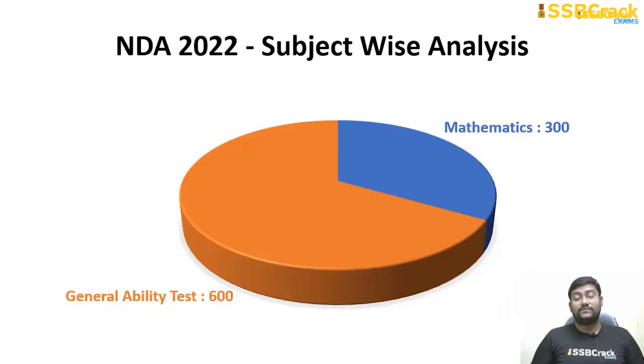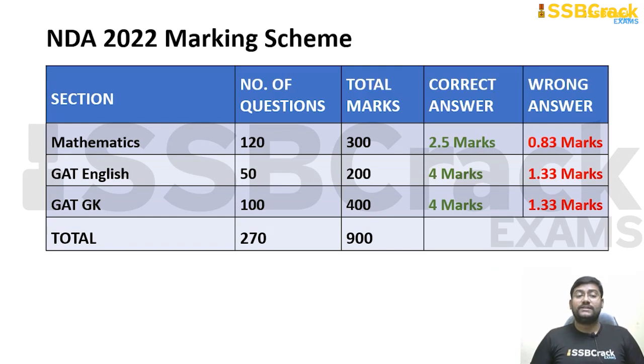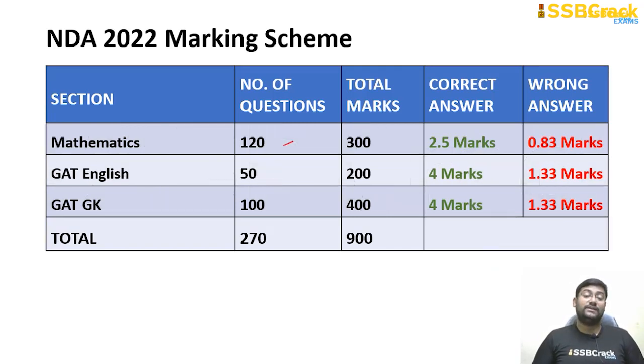As far as your NDA examination is concerned, it consists of two papers, mathematics and general ability test. The mathematics paper stands for 300 marks and the general ability test stands for 600 marks. In the first paper, mathematics, you will get 120 questions, each question carrying 2.5 marks for a correct answer, for a total of 300 marks. There is also negative marking for every wrong answer: minus 0.83 marks get deducted.